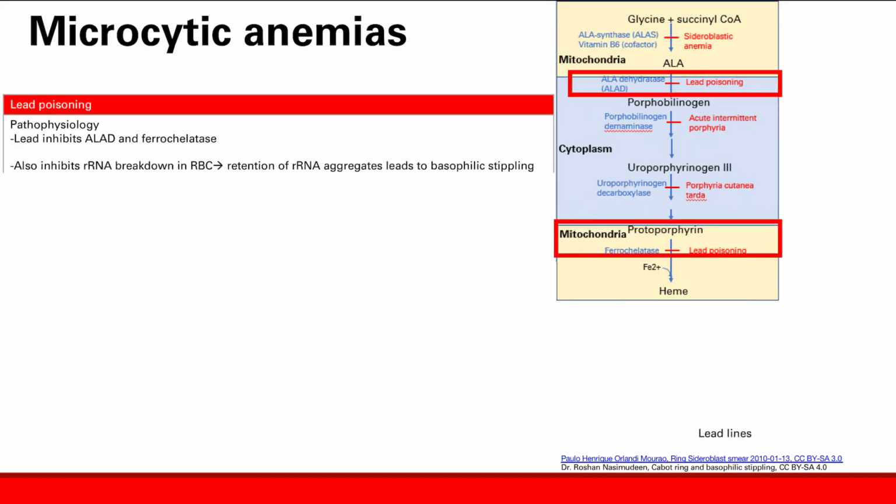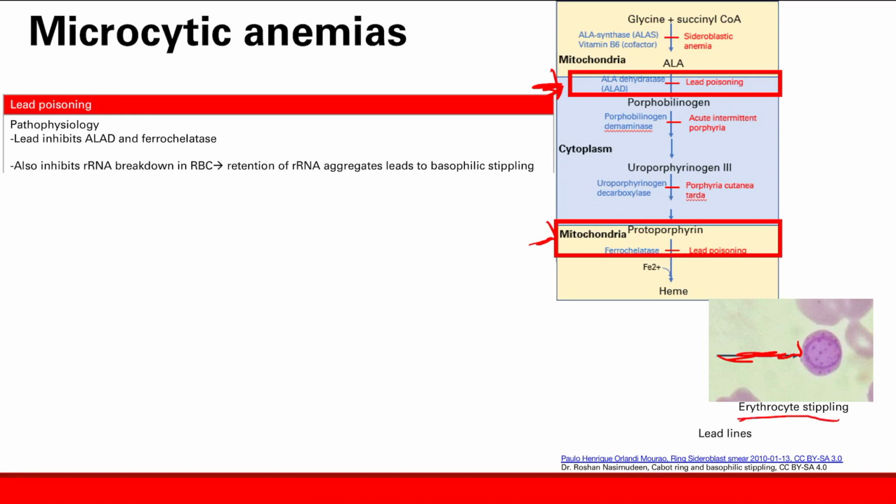Finally, lead poisoning can cause microcytic anemia because lead inhibits this step right here of heme synthesis as well as this step. So you have impaired heme synthesis, and the other thing it does is it inhibits rRNA breakdown in red blood cells. So you get retention of rRNA aggregates and you get basophilic stippling. So this is a characteristic feature of lead poisoning, this basophilic stippling in red blood cells. Erythrocyte stippling is another word for that.